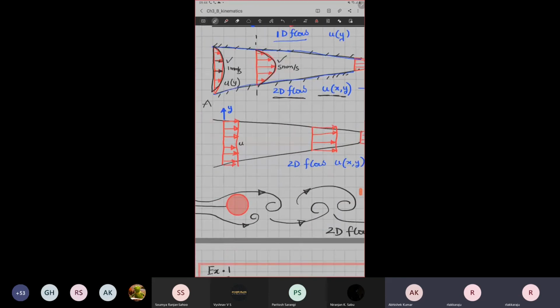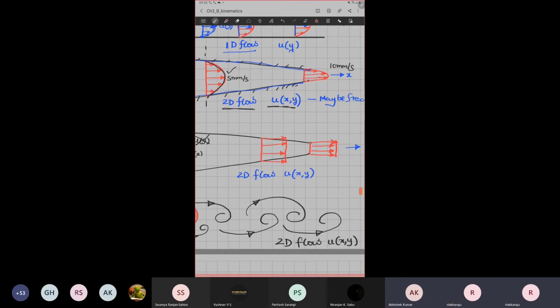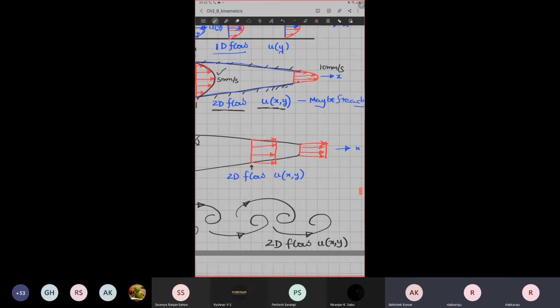Let us consider the u component is completely a function of x, because vertically it is the same. So u is not a function of y. The same velocity you are going to see. But at a different location, that u component has increased. That means u is only a function of x.